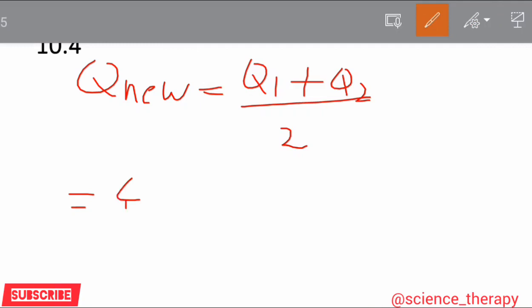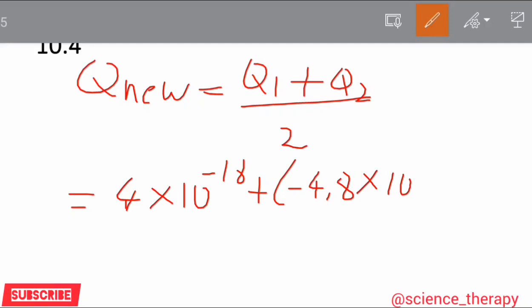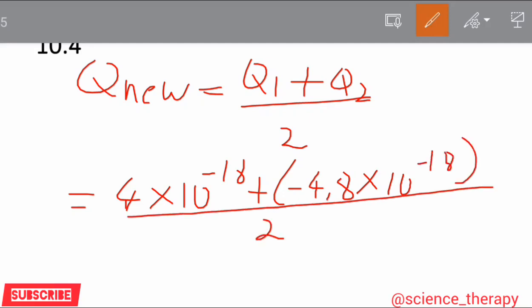So we have 4 times 10 to the power of negative 18 plus negative 4.8 times 10 to the power of negative 18. But because we are comparing two charges, we have over 2. Punching that in your calculator, we now have negative 4 times 10 to the power of negative 19 coulombs. So that becomes the new charge on each sphere.